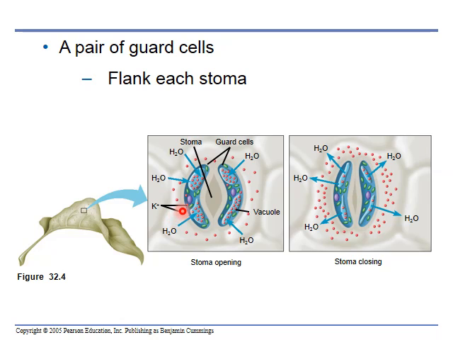So the potassium will go into the guard cell, and then by osmosis, the water flows in. When there is lots of water, it opens the stoma here, right? And then if the potassium goes out, the water follows it, and that closes the stoma opening.